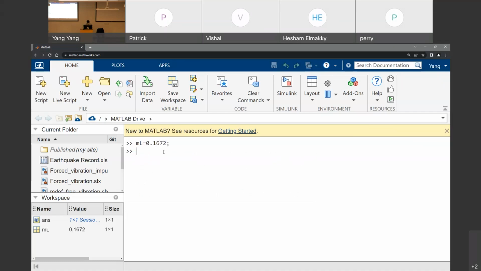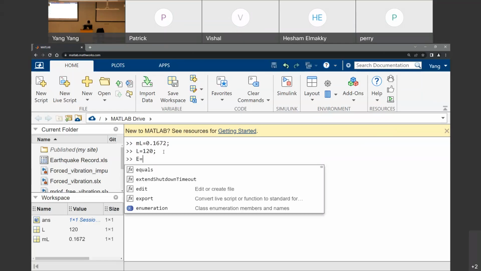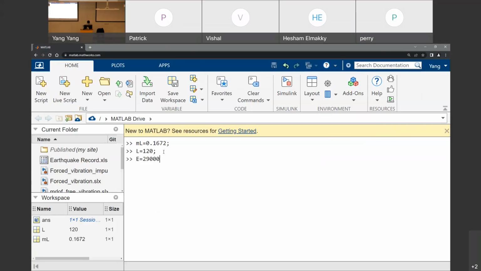This is the m, and the L, and we have the E. Please keep in mind that for the forces, we will use kips. For the length, we use inches. Make sure you use that. For the I value, and EI, L, and n times L. So that's all we need here.